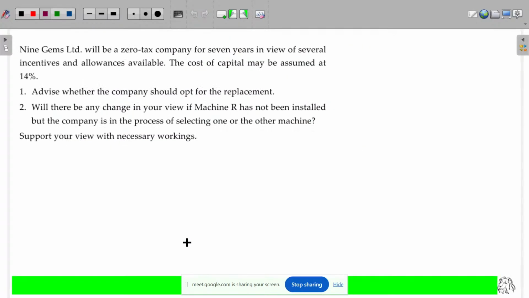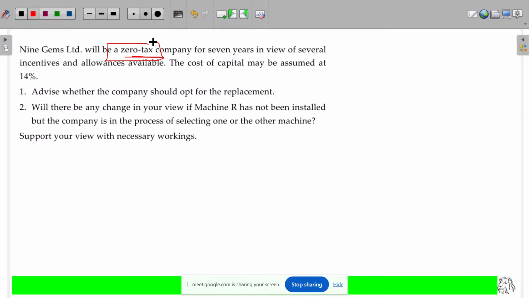See the further information. 9 Gems Limited will be zero tax company for 7 years. Zero tax, so tax is not a matter. If there is no tax, you never bother about the depreciation, because if there is any depreciation, first you subtract, calculate the tax, later you add the depreciation back. So if the depreciation is missing, minus depreciation, add the depreciation back, will have no impact. So in the absence of taxation, you never bother about the depreciation component.